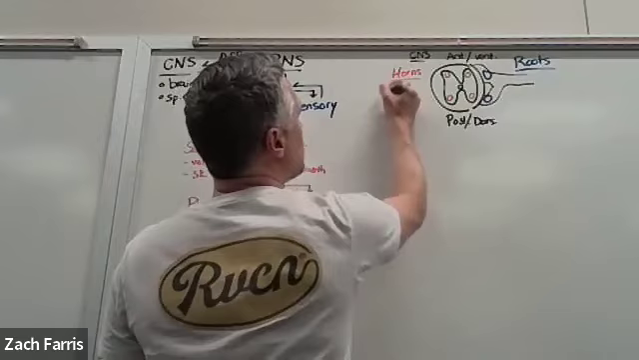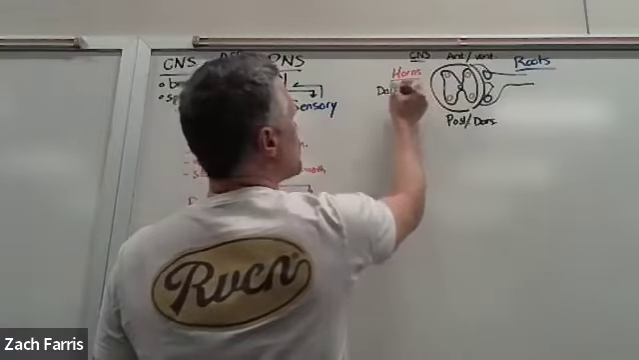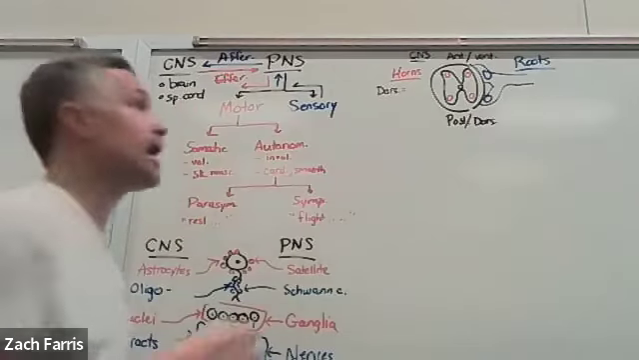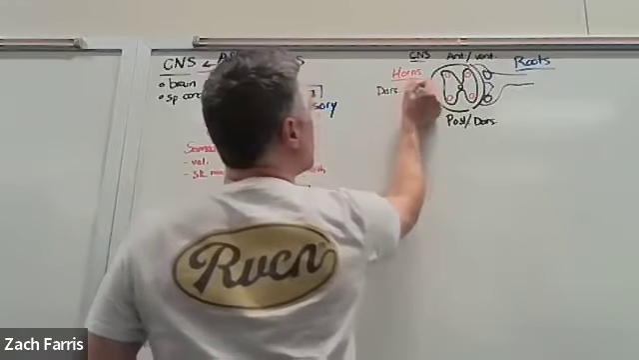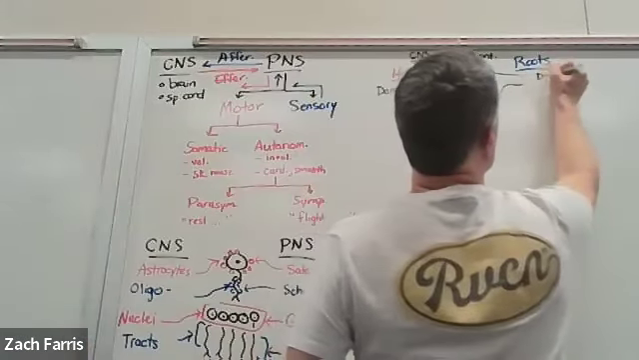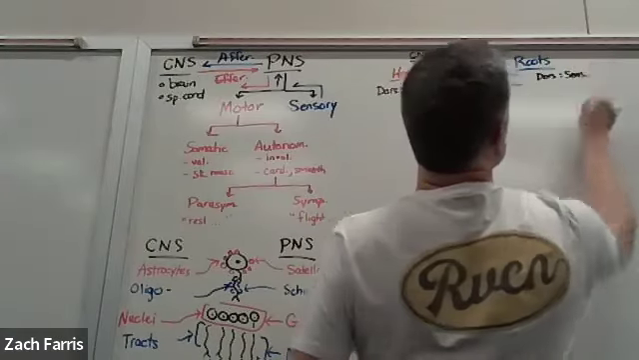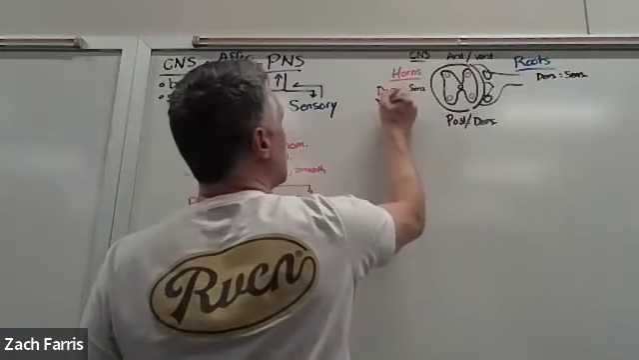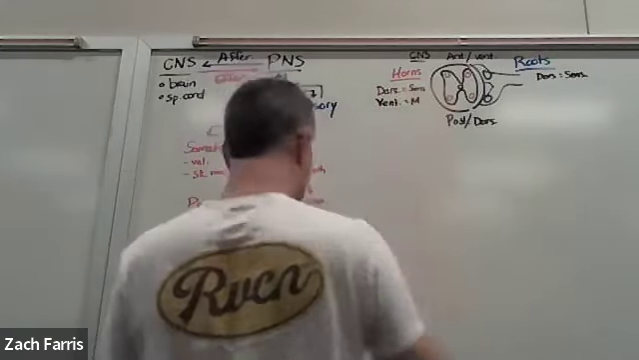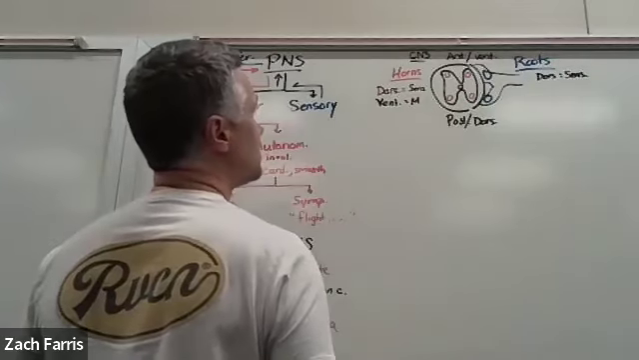So what's the difference between your, well, I guess we can go with horns over here first. What's your dorsal horn? What type of information? Sensory, right? Your dorsal side is sensory, and there's a dorsal horn and a dorsal root, and both of them deal with sensory information. There's also a ventral, and it deals with what? Motor.